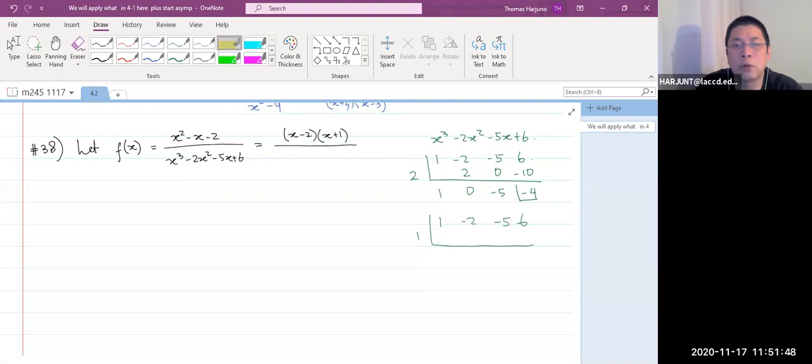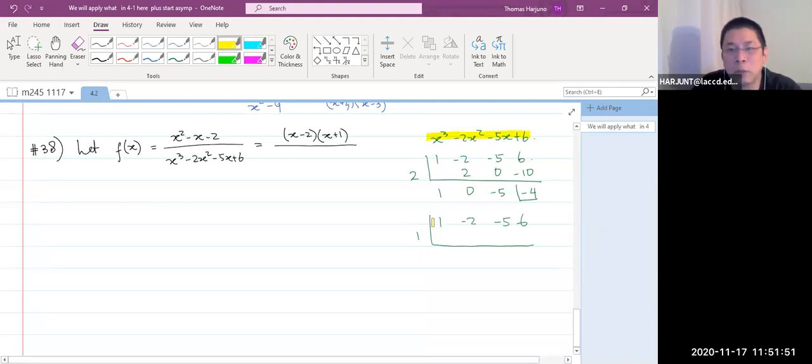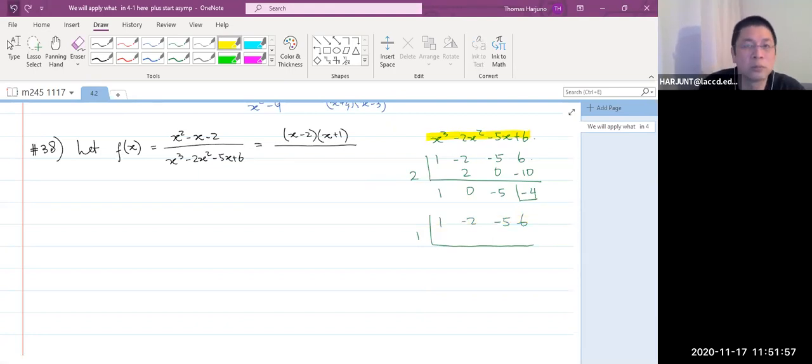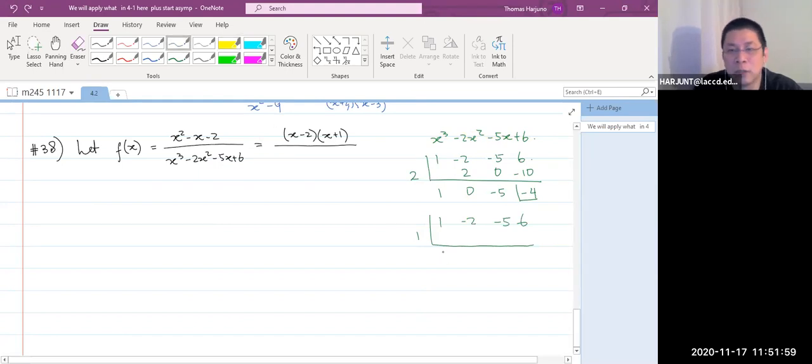Why am I thinking too hard? Notice that when I add the coefficients, it's 0. That means 1 is a zero. Duh. So 1, 1, negative 1, negative 1, negative 6, 0. So I can factor x minus 1 here, and then that x squared minus x minus 6 will factor to be x minus 3, x plus 2.